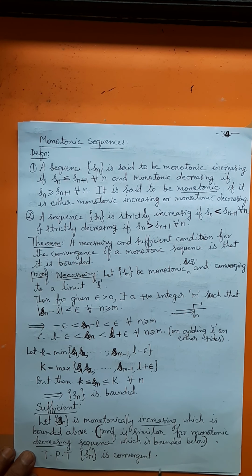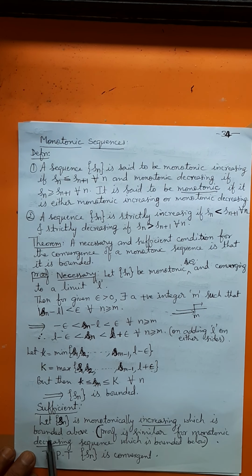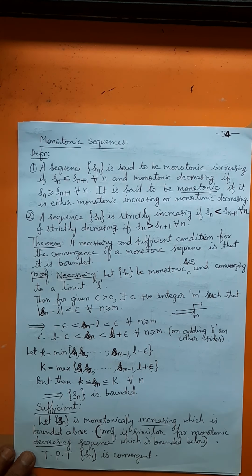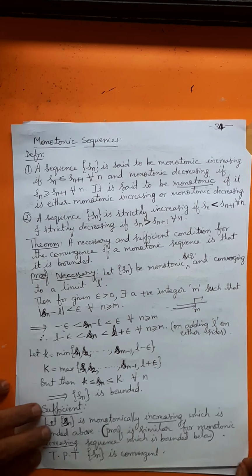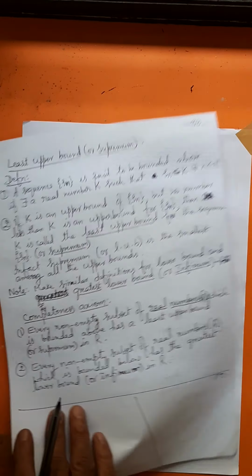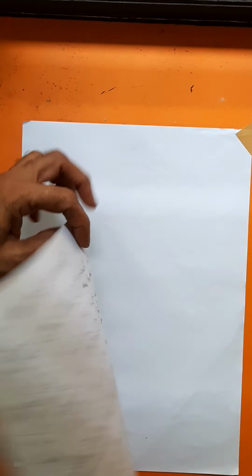Okay, so on assuming that the sequence is monotonically increasing and bounded above, we will prove that the sequence Sn is convergent. What is needed for convergent? For convergence you want mod Sn minus L less than epsilon. Okay, convergence is required for you. We will prove that the sequence is convergent.